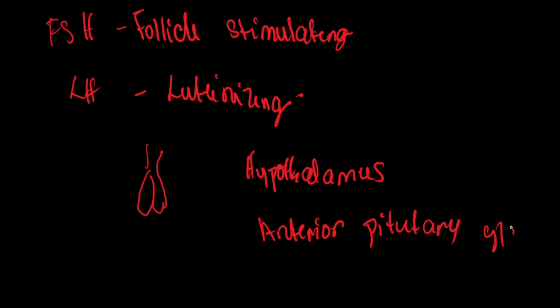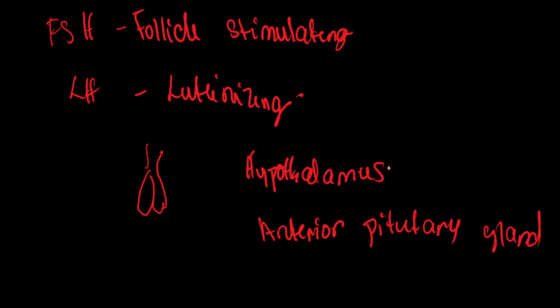Anterior pituitary gland. Now, of course, we have the posterior pituitary gland as well. The pituitary gland has both the posterior as well as the anterior lobes. So for this video, the hormones we are considering are from the anterior pituitary gland.